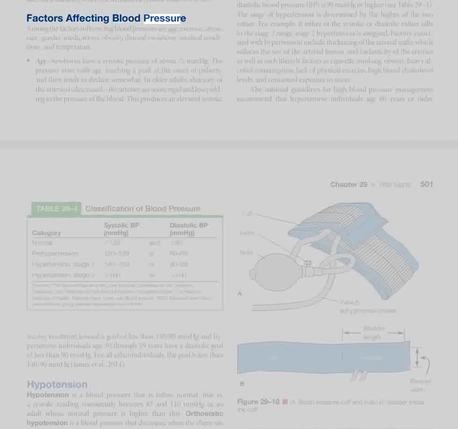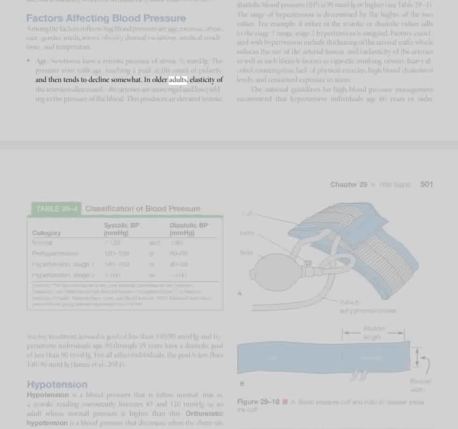Factors affecting blood pressure. Among the factors influencing blood pressure are age, exercise, stress, race, gender, medications, obesity, diurnal variations, medical conditions, and temperature. Age. Newborns have a systolic pressure of about 75 mmHg. The pressure rises with age, reaching a peak at the onset of puberty, and then tends to decline somewhat.